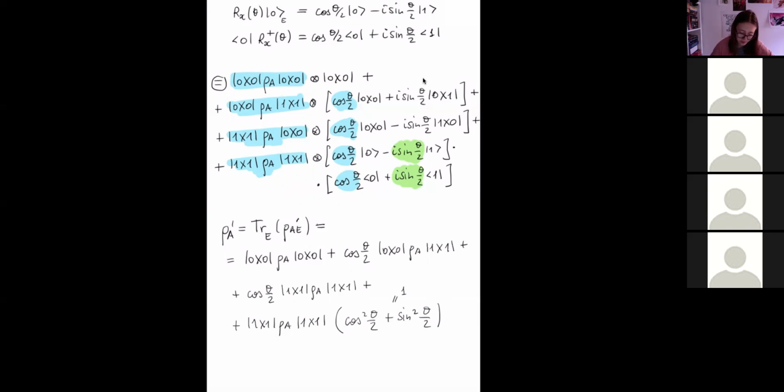Yeah, so this is our final state. What we have is we had a rho A and it got mapped to 0, 0, rho A, 0, 0 plus 1, 1 plus cosine theta over 2, 1, 1 rho A, 1, 1 plus cosine theta over 2, 1, 1 0, 0 rho A, 1, 1 plus 1, 1 rho A, 1, 1.